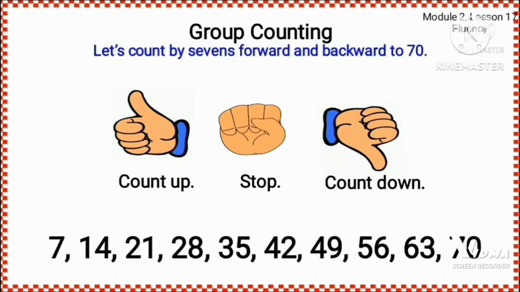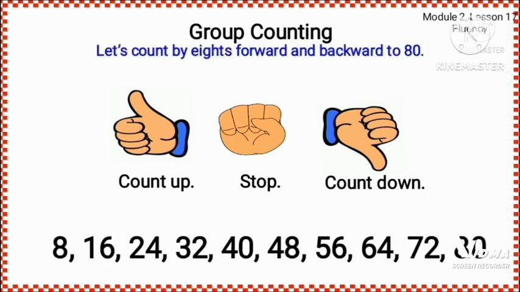Let us count by sevens. Let's go. 7, 14, 21, 28, 35, 42, 49, 56, 63, 70. Let us try 8. 8, 16, 24, 32, 40, 48, 56, 64, 72, 80.